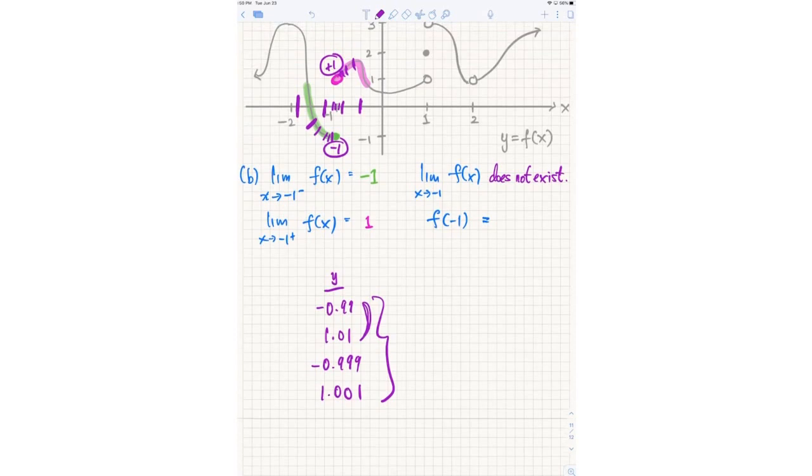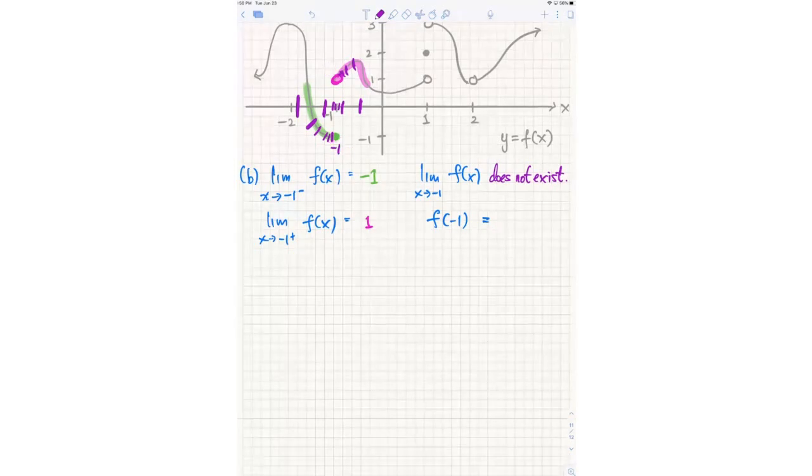So that's why it makes sense for us to say that, well, okay, if the two one-sided limits do not agree with each other, then we cannot say that the overall limit even exists in the first place, because you would always be able to make this sequence of events where you bounce between two different values. So even though x is getting closer to -1, the y values are just bouncing between two different values, and they're not getting close to anything.